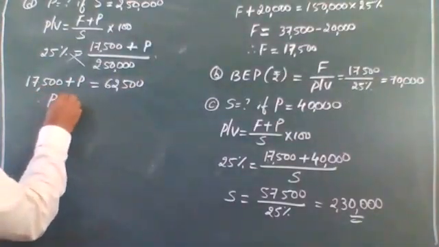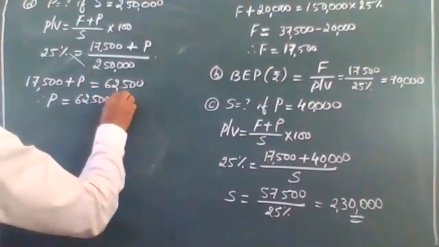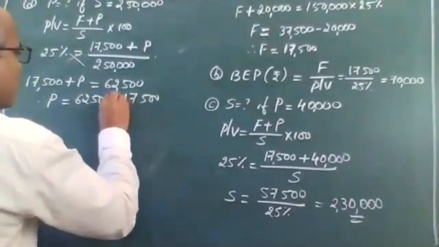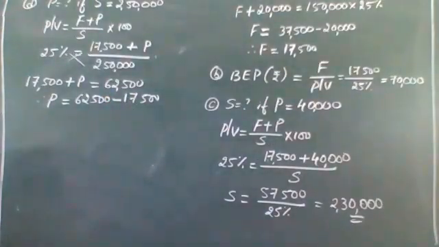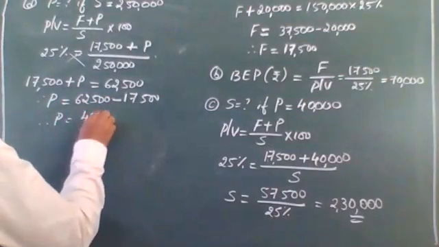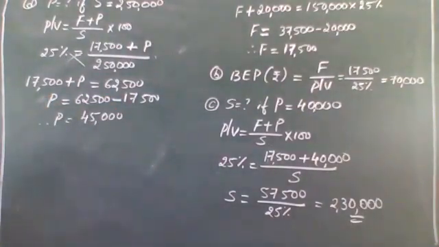Therefore, profit is equal to 62,500 minus 17,500. So that brings to an amount of 45,000. All right. So that is your question number D.